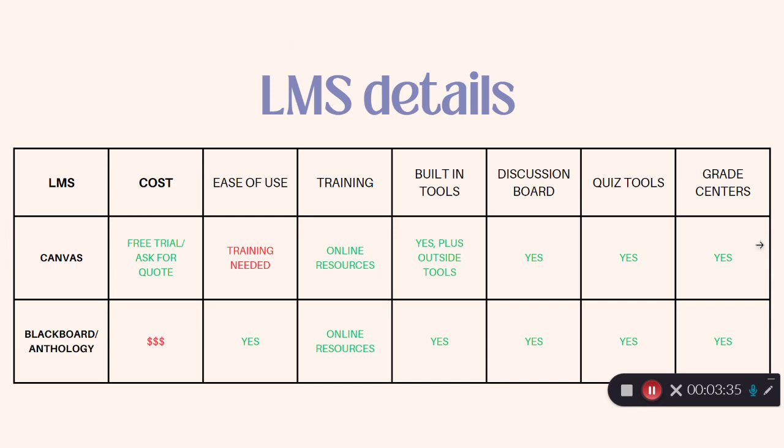Here we see that Canvas and Blackboard have a lot of similarities, including that they have discussion boards, quiz tools, grade centers. There are built-in tools with Blackboard, such as announcements and messaging, but you cannot easily link the other tools. The main difference with these two is that Blackboard is more costly, but it is easier to use than Canvas.